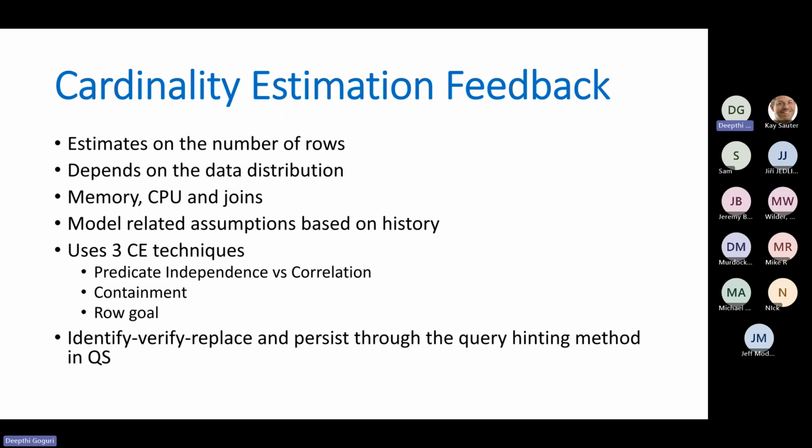The next one is containment. Containment is based upon the joins, all about the joins. How many joins are being used? Based upon those joins as well, the estimates are calculated. The third one is row goal. How many rows do I predict to get as an output? That is the third technique it uses.